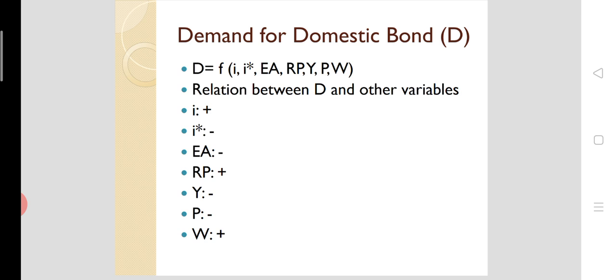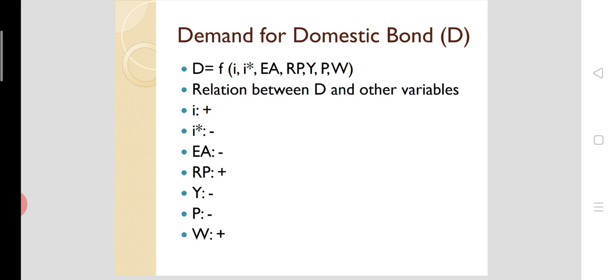When there is an expectation of the appreciation of the domestic currency, then the investors who invested their money in the foreign bond will be the beneficiaries, as the value of their asset will increase. So for sure, the demand for foreign bond will increase. At the same time, domestic bond demand will come down as more money will be invested in foreign bond.